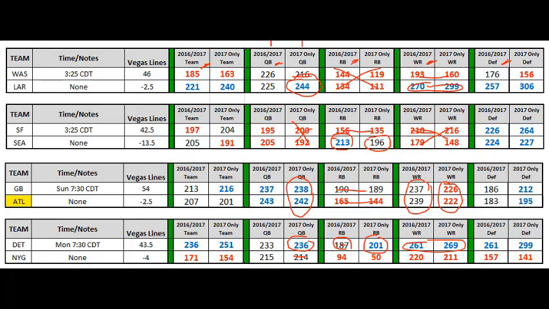Finally, we come down over here and we look at the defenses. So this one we're not interested in. It came down in 2017. It wasn't even good in 2016. The Rams defense is good. We consider that. San Francisco and Seattle both have good defensive numbers.